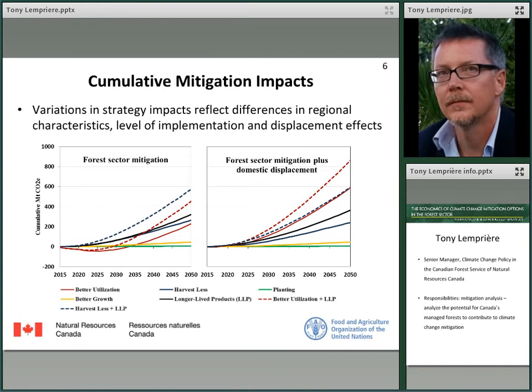However, considering displacement effects changes the conclusion, as shown in the right side figure. Including displacement effects, as shown in that figure, indicates that a strategy of better utilization and more longer-lived products is actually best, resulting in close to 900 megatons of mitigation over the whole period. And that's because this strategy provides displacement benefits from using residues for bioenergy, while the harvesting less strategy reduces displacement benefits.